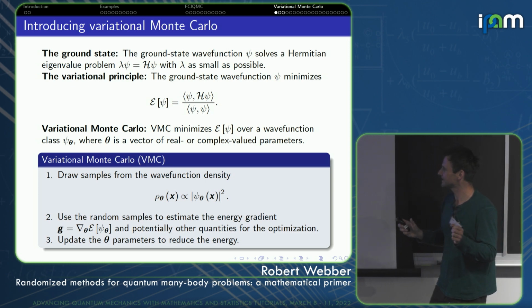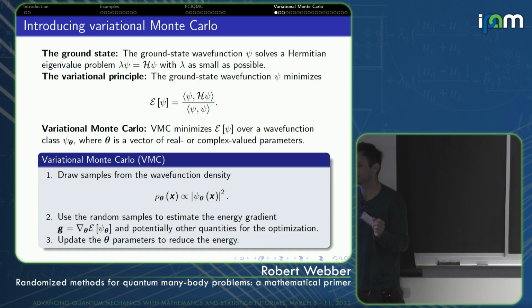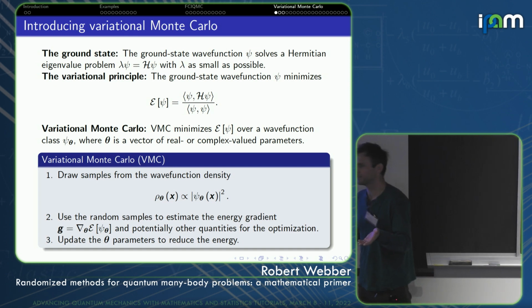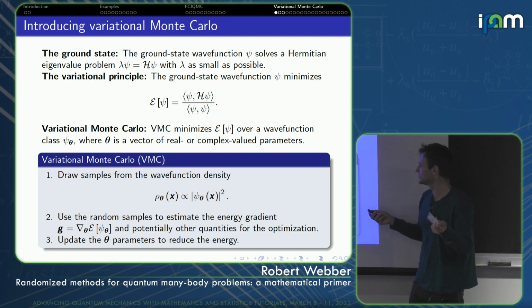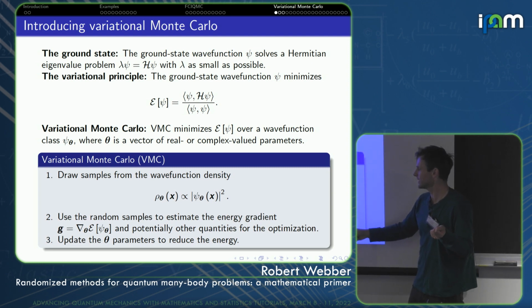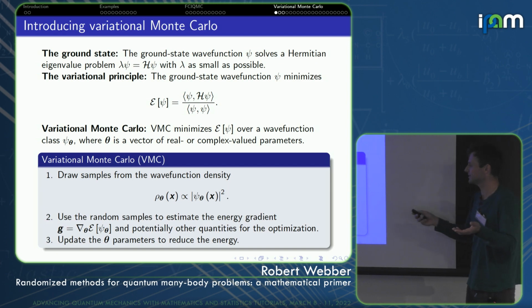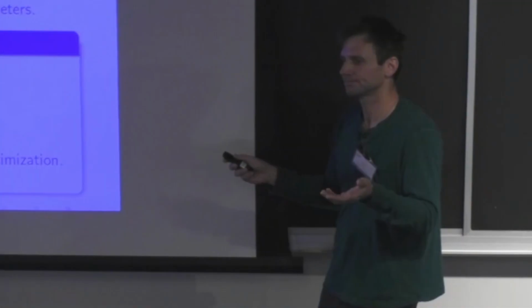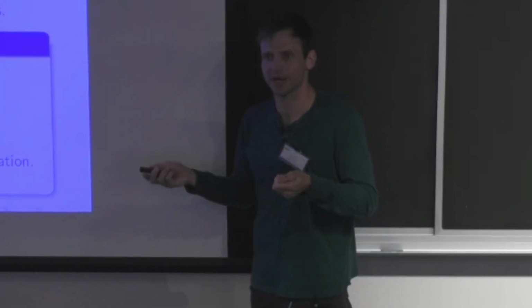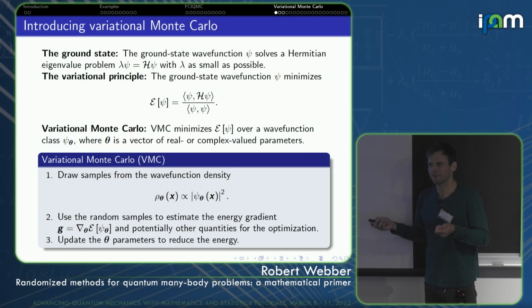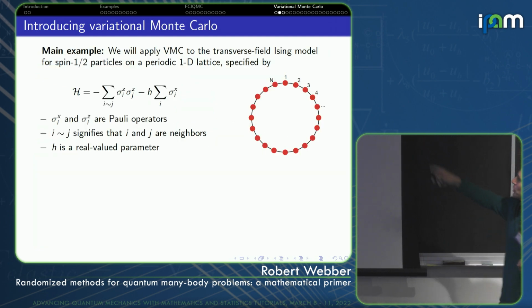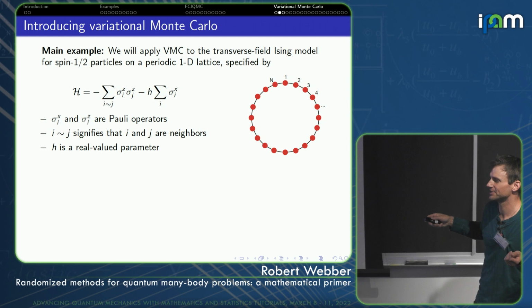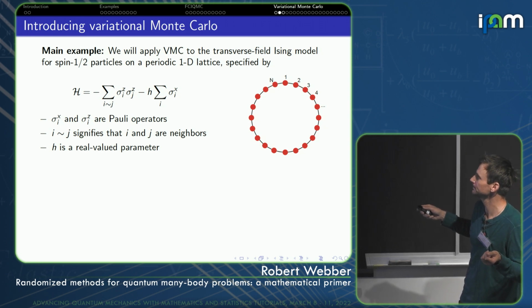So you start by sampling from the wave function density, and then you're going to use the random samples in a way that I'll describe in more detail on subsequent slides to estimate the energy gradient and potentially other quantities that you need for the optimization. You use that information to update the theta parameters, hopefully to get to lower energies. And for the example that I'll really go into, we're going to move back to the quantum spin systems, back to this transverse field Ising model.